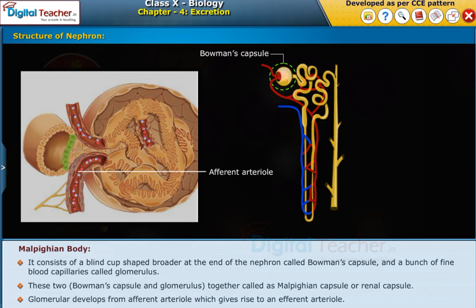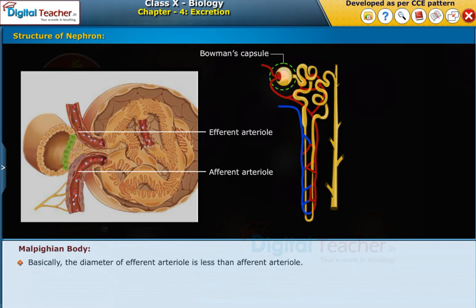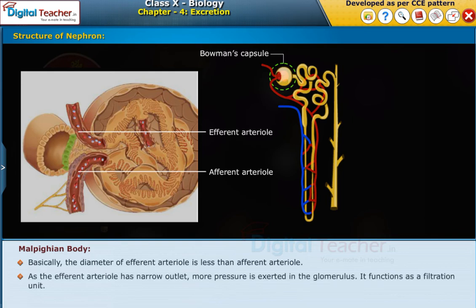Glomerulus develops from an afferent arteriole, which gives rise to an efferent arteriole. Basically, the diameter of the efferent arteriole is less than the afferent arteriole. As the efferent arteriole has a narrow outlet, more pressure is exerted in the glomerulus. It functions as a filtration unit.